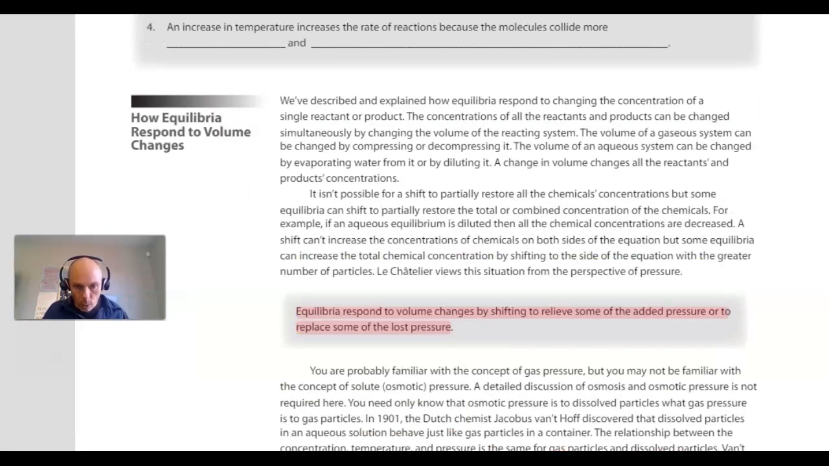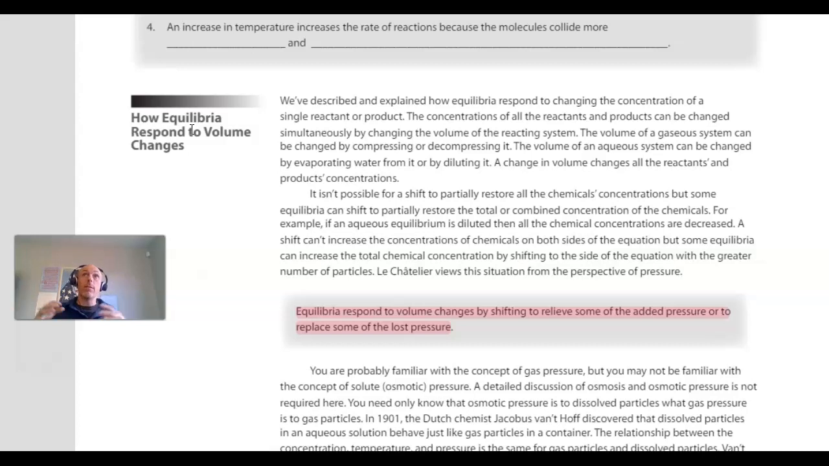All right, so we're back on 120 of the textbook, 128 of the ebook, looking at this section titled How Equilibria Respond to Volume Changes. Think of volume changes as the same as pressure changes, because if we increase the volume of a system, the pressure will drop. That applies to both gases and solutions.